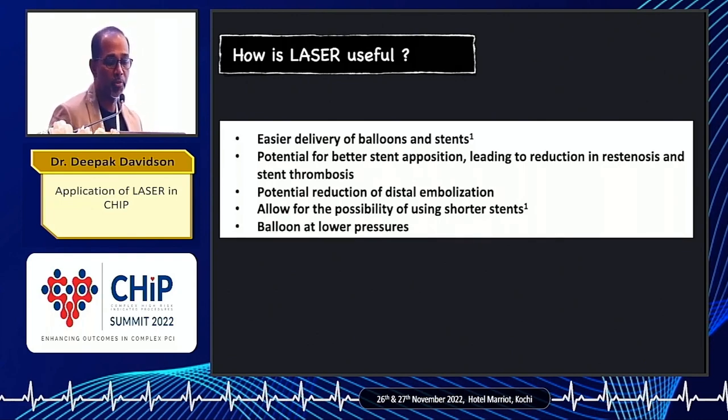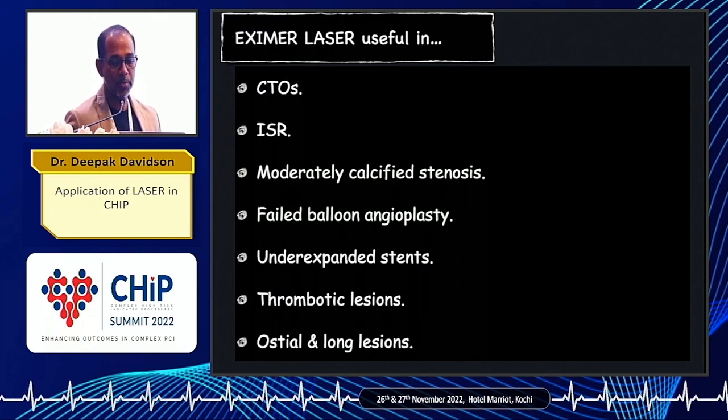You have a potential for a better stent apposition because the vessel has become more compliant, leading to reduction in restenosis and stent thrombosis. You also have a potential reduction in distal embolization primarily because you wouldn't have to go at very high pressures for deploying the stents, and it also allows the possibility of using shorter stents. These are situations where laser is going to be useful in routine coronary intervention: in CTOs, in-stent restenosis, moderately calcific stenosis, failed balloon angioplasty, under-expanded stent, heavily thrombotic lesions, and long lesions.